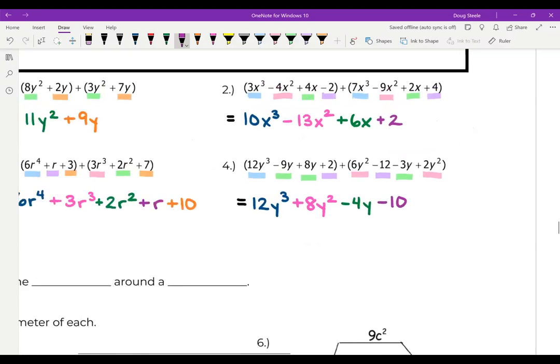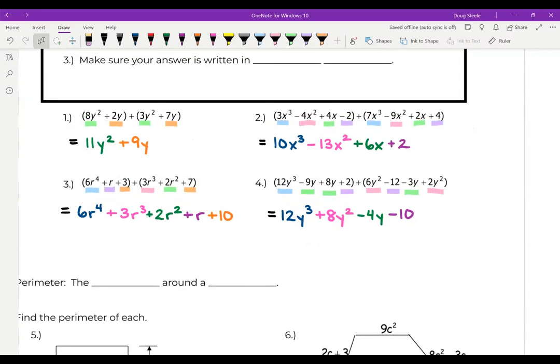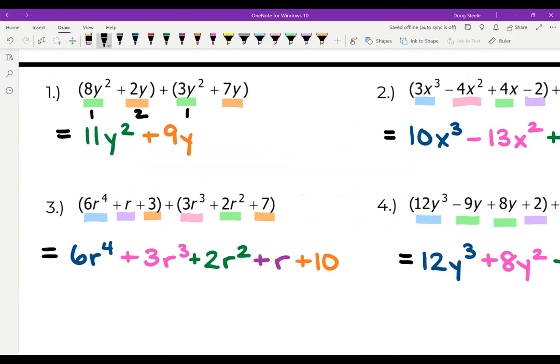Okay. So that's how we add together our polynomials. You can see that I'm using highlighters to help me out. I would recommend something like that. Or if you're underlining, if I didn't have highlighters, I might quickly number like terms like that so I know which ones go together.